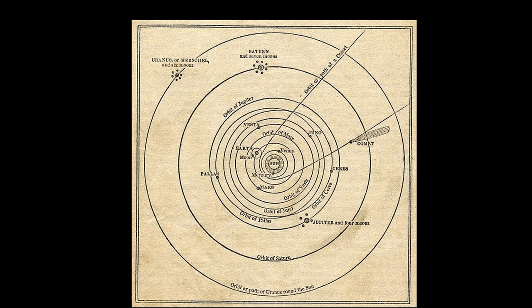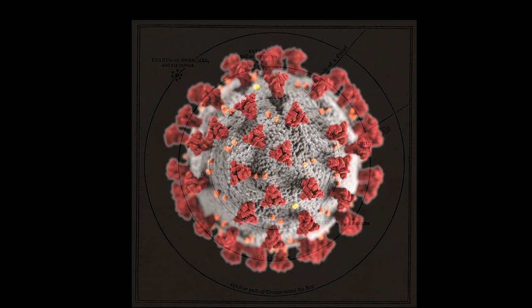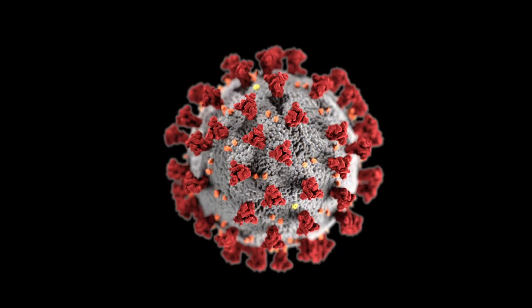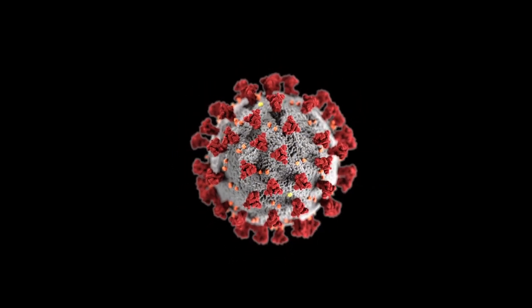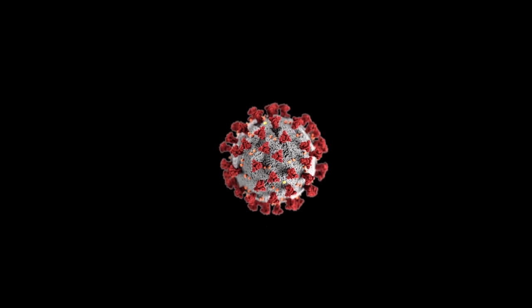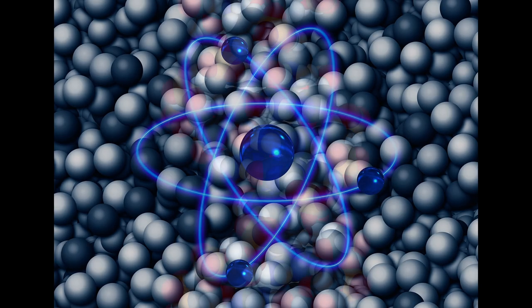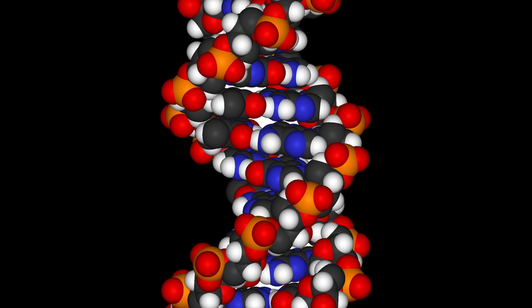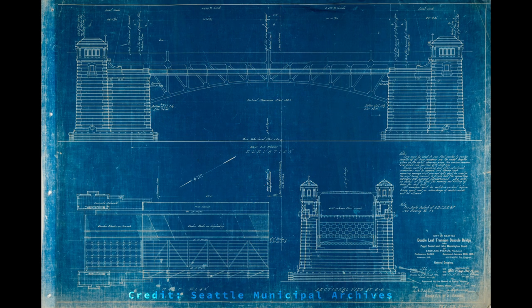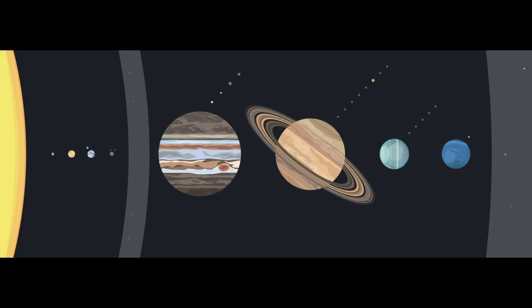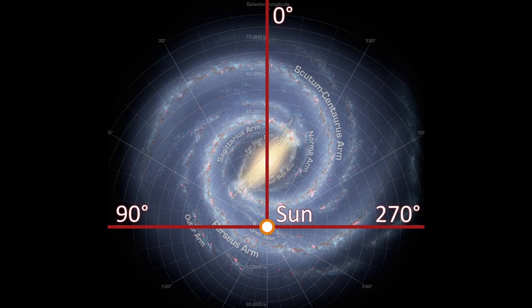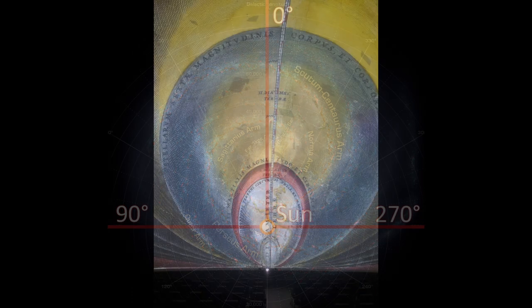Models, be they of planetary orbits of solar systems, or the three-dimensional structures of the spike proteins, help us understand relationships. We model particles, molecules, structures, planets, galaxies, and even universes.